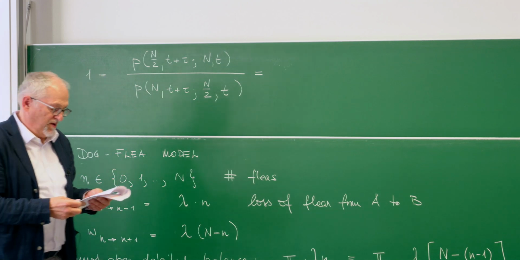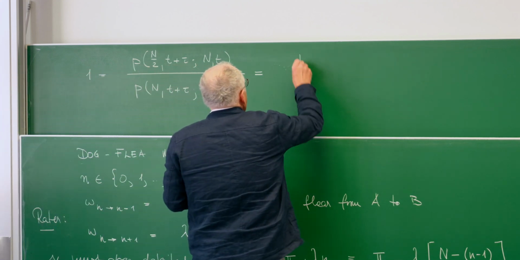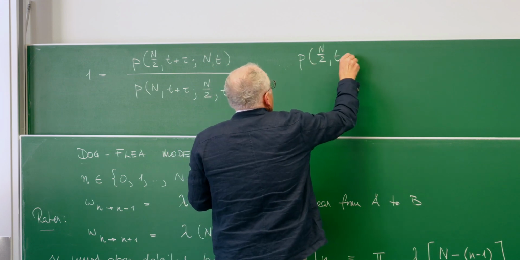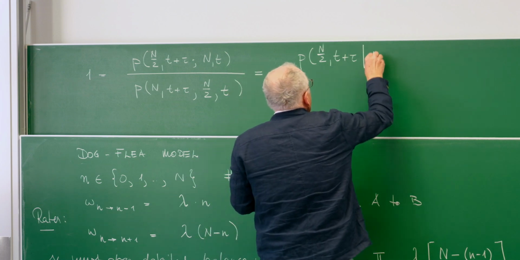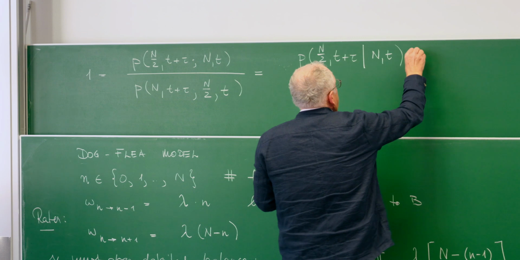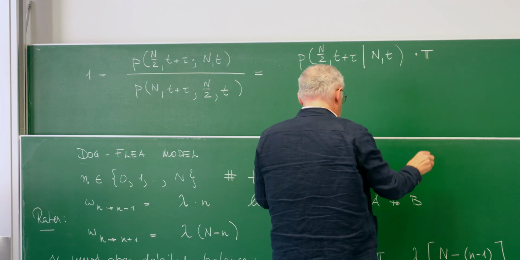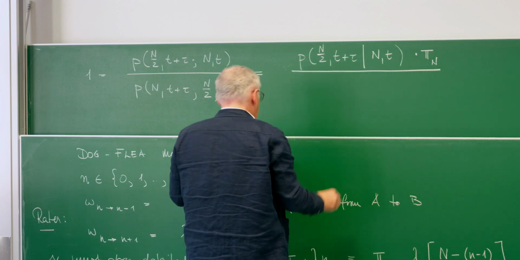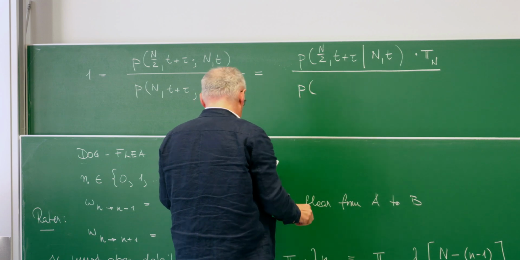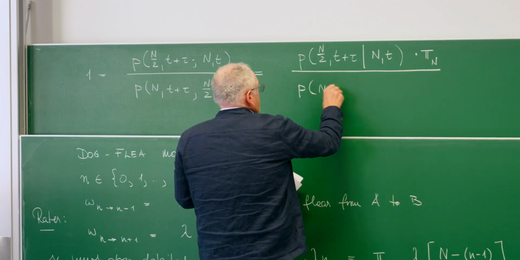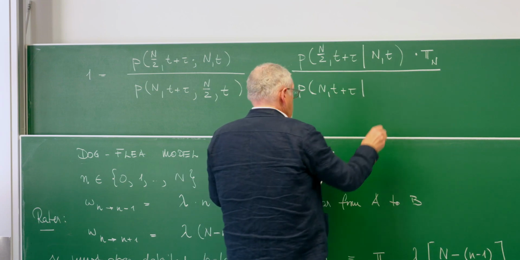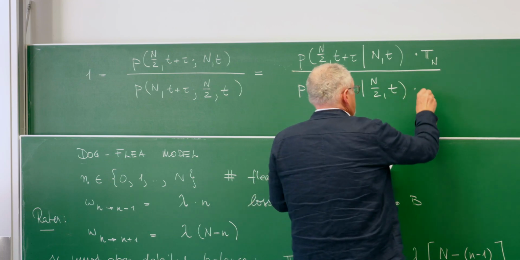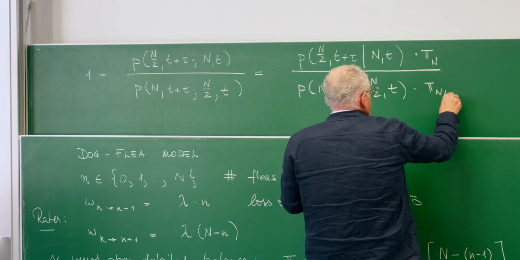And now let's write this in terms of conditional probabilities. So that means, by definition, this is p(n/2 at t+τ, given that I had n at time t), but times now the probability of that state. And I do the same here for the denominator. This is p(n at t+τ, given that I have n/2 at t), times the probability of n/2.